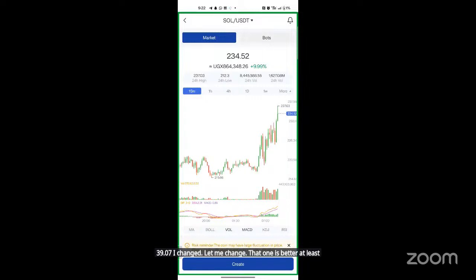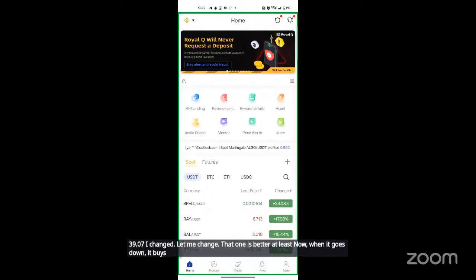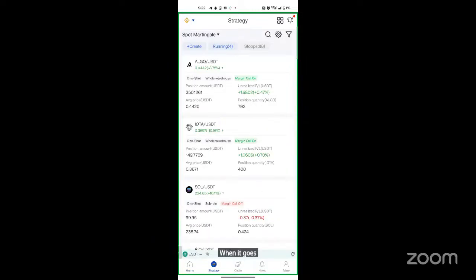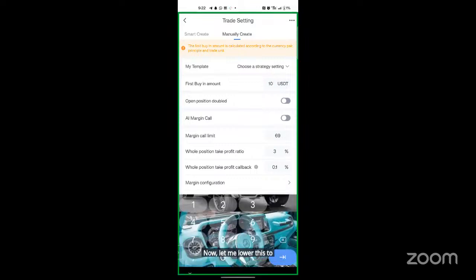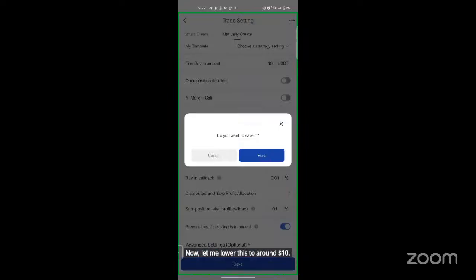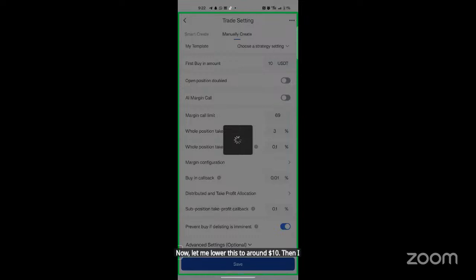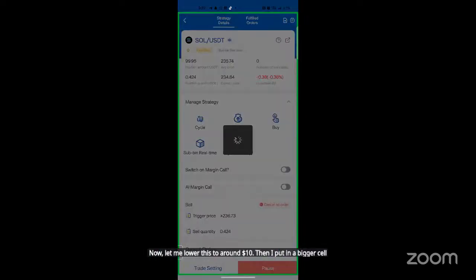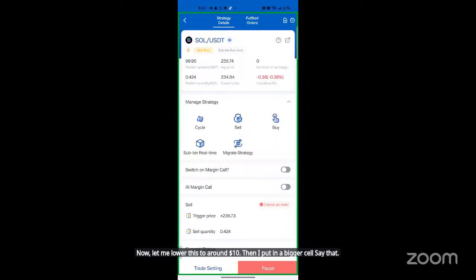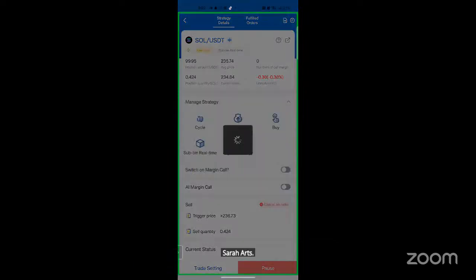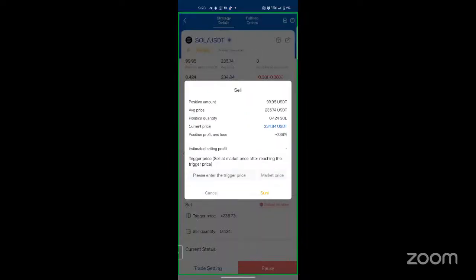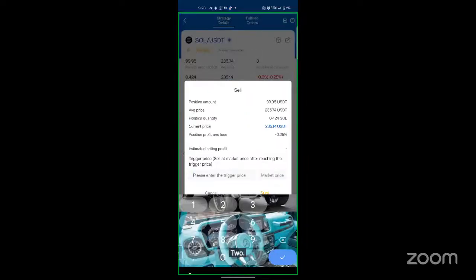Now, when it goes down, it buys more margin calls. When it goes up, it sells in profit. Now, let me lower this to around $10. Then I put in a bigger sell. Sell at, I change, 239.07. I'll make $1.